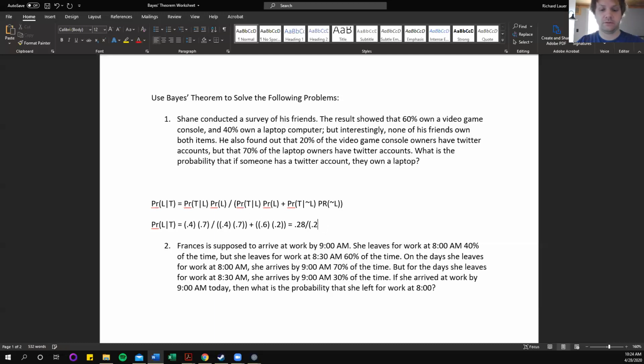There we go, 0.28 and point plus 0.12. I need a calculator sometimes too, so let me make sure I'm doing things correctly. I'm sure they are. I'm just not very confident in my math.